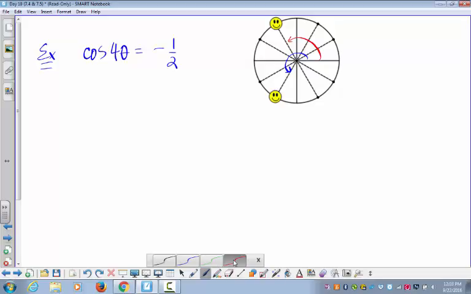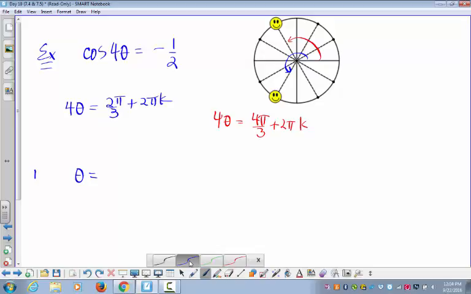And again, we have to be super careful right from the start. Those two smiley faces are representing 4 theta, not theta. So it's 4 theta that's equal to 2 pi over 3 plus 2 pi k. And the red group will be 4 theta equals 4 pi over 3 plus 2 pi k. And to solve for theta, to get all solutions, what do we do to both sides? Divide by 4. Right? And that will give us all solutions for theta.